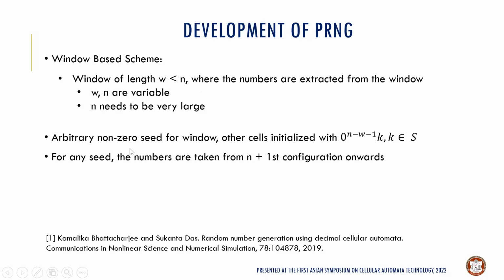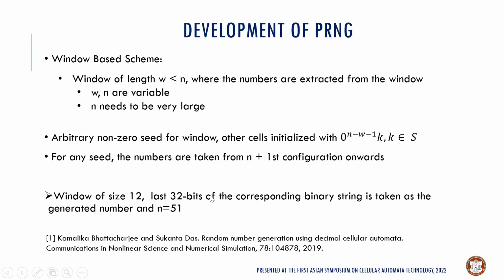We take here any arbitrary non-zero seed for the window, and the other cells we initialize with 0, to the power n minus w minus k, w minus 1 and k, where k is any state. We can take simply 1 also. And for any seed, we generate the numbers from the n plus 1th configuration onwards, because as we have taken the remaining states as all 0, we expect that some time will be required to compensate the zeros in the initial configuration, and so we give that time.